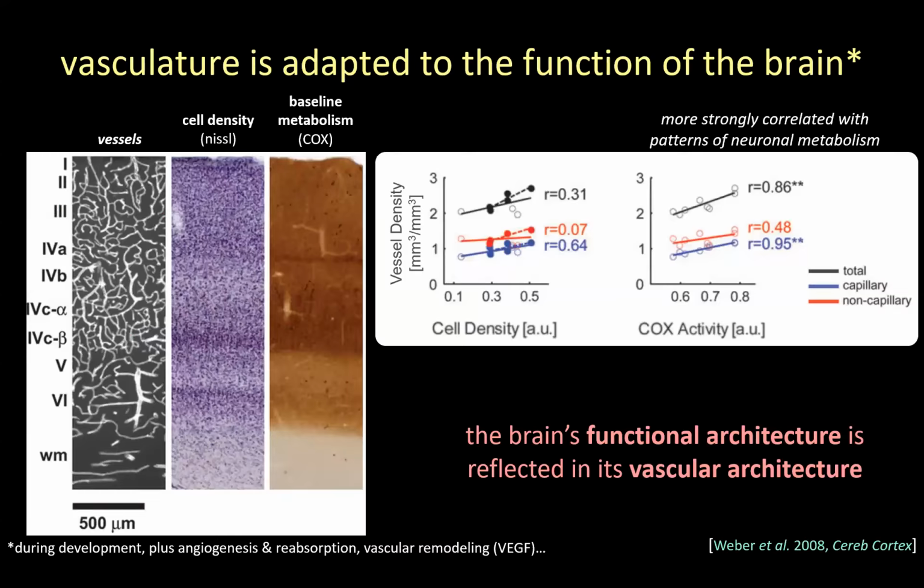And so this makes sense. We know, again, that the vasculature is adapted to the function of the brain. It's adapted to deliver energy exactly where it's needed. So it makes sense that regions that have higher metabolic needs would require more vasculature to deliver oxygen to the neurons. And so again, we see that the brain's functional architecture is reflected in its vascular architecture. And I think this makes good sense.